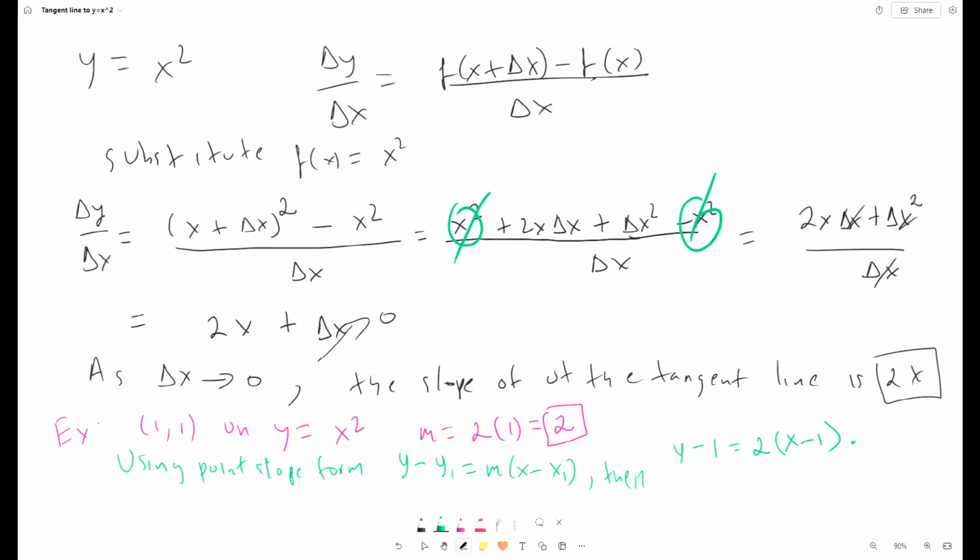Now simplifying that, y is equal to 2x minus 2 plus 1, which is equal to y equals 2x minus 1, and that will be the equation of the tangent line. y equals 2x minus 1. That will solve the problem.